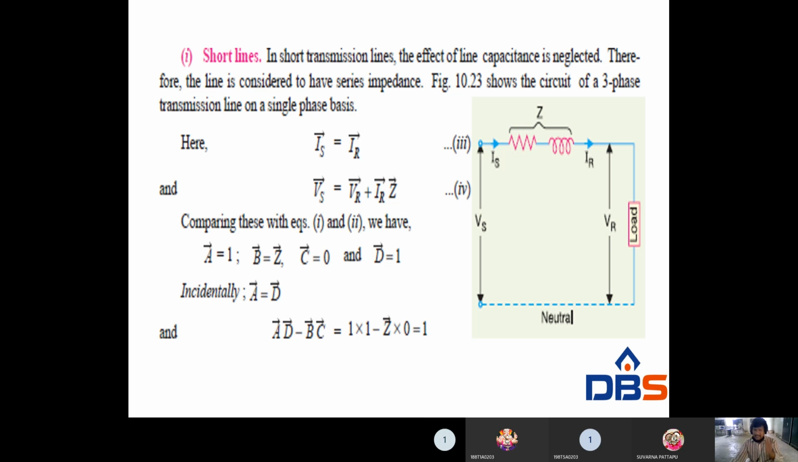But coming to the short transmission line, sending end current is equal to the receiving end current, right? Because here capacitive effect is neglected. That's why both currents are same. So Is is equal to IR, and we know the sending end from the generalized constant Vs is equal to AVR plus BIR, right?